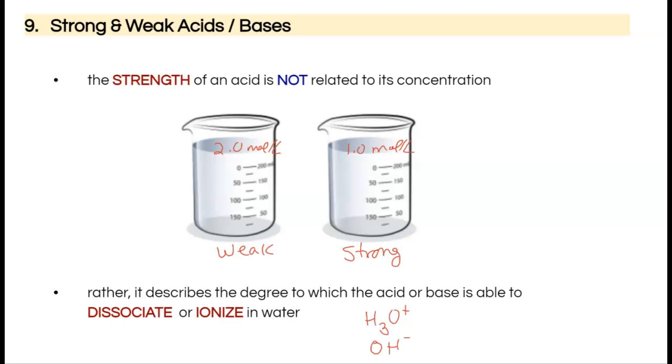And so let's talk a little bit more about that. We're going to talk about how we might differentiate between them. So let's take a look.